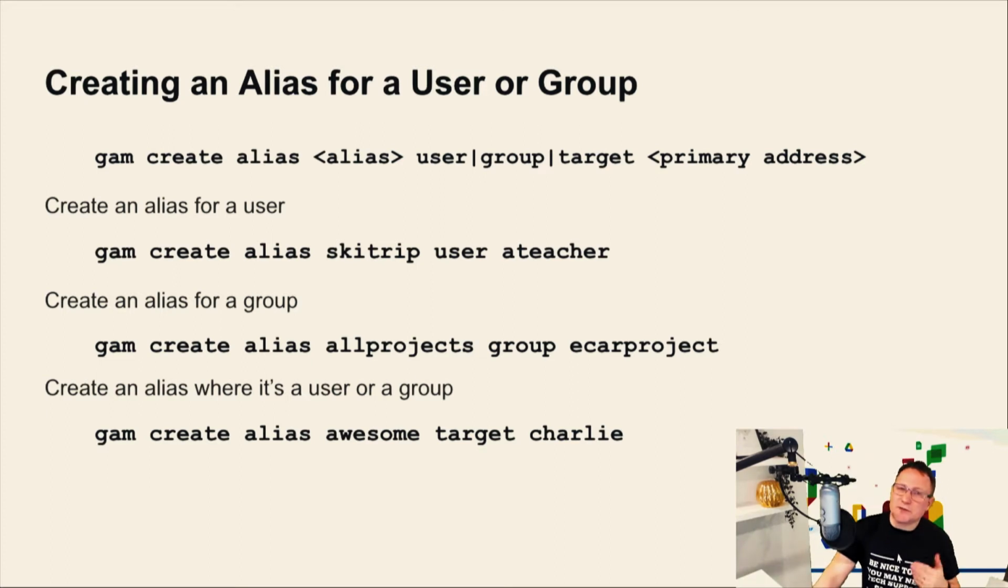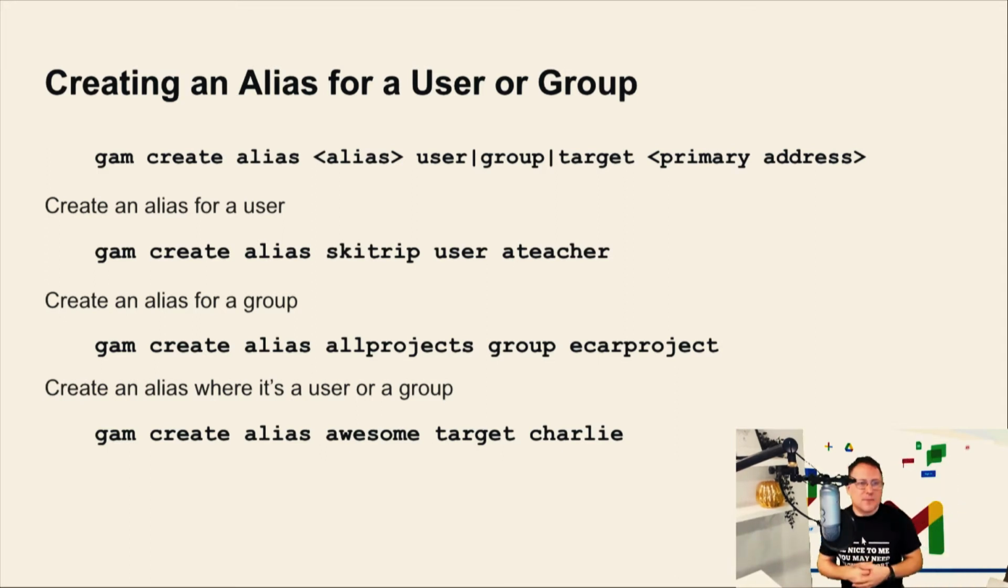So let's get started. Creating an alias for a user or a group is relatively straightforward. You just use GAM create alias, then the alias that you want to create, and then you either do it for a user, a group, or a target, and then you use the email address. Now, user and group you probably get, user being a normal user, group being a normal group that you would create in Google Workspace. But a target, well, you use that when you don't know whether it's a user or whether it's a group. So you can use a target to mean both. It could mean either. So you can set an alias for a target, and it doesn't matter whether it's a user or otherwise.